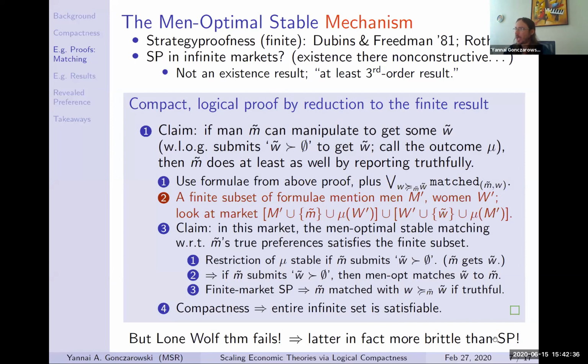So going back to Israel's question of why do we care about infinite domains, this actually helped us gain intuition to the fact that strategy proofness is in fact more robust than the lone wolf theorem in matching markets, in contrast to folklore belief.